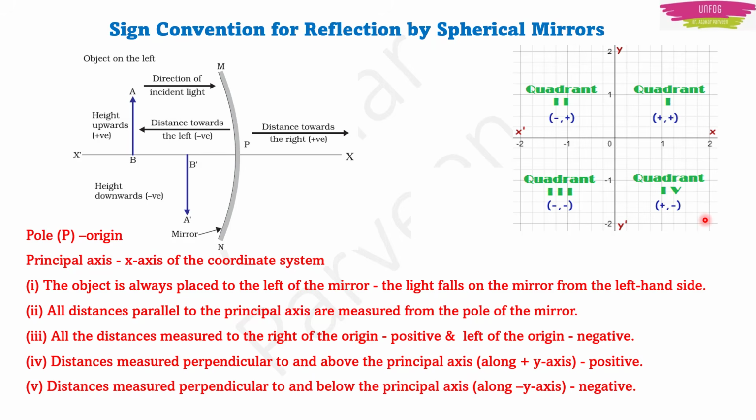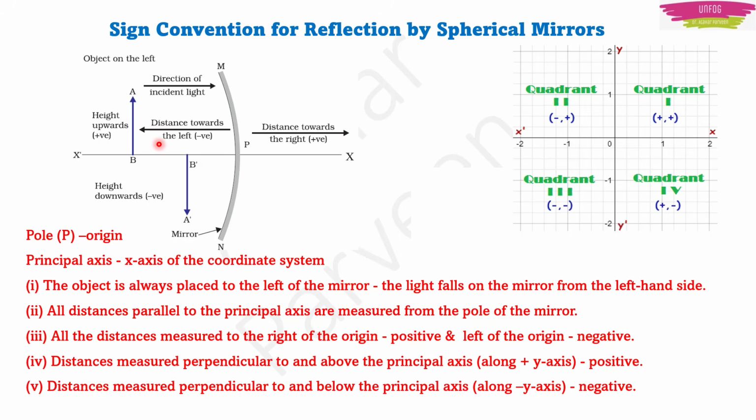And in the fourth quadrant, the x-axis is positive and the y-axis is negative. Same thing you have to follow here also. First of all, the object is always placed to the left of the mirror, right? Till now you have seen, in both cases, concave and convex mirror, the object is always placed to the left of the mirror. Light falls from this object on the mirror, isn't it?